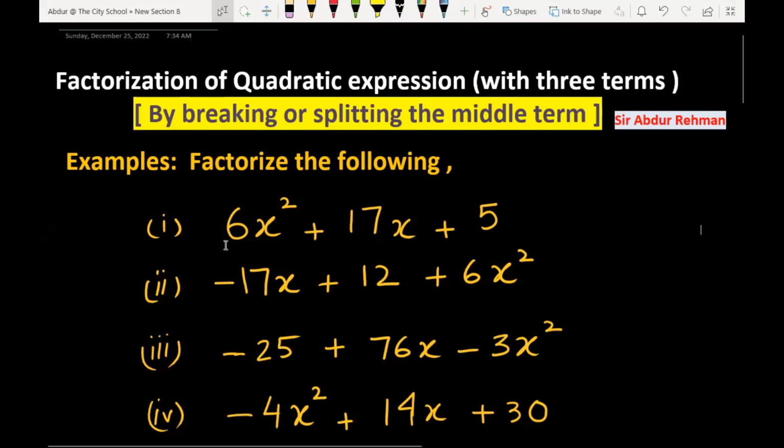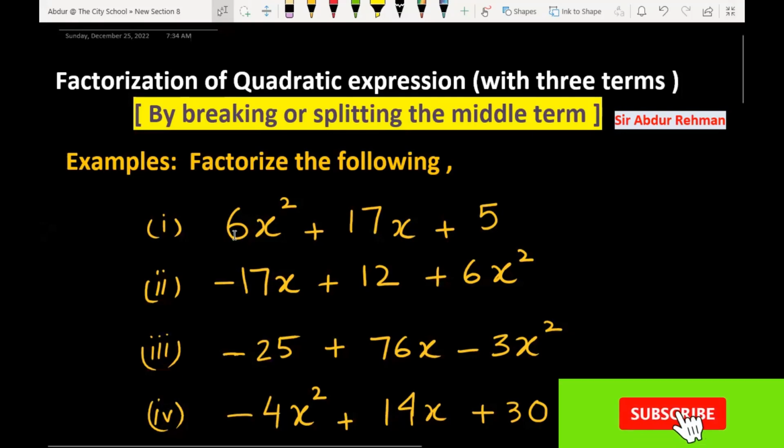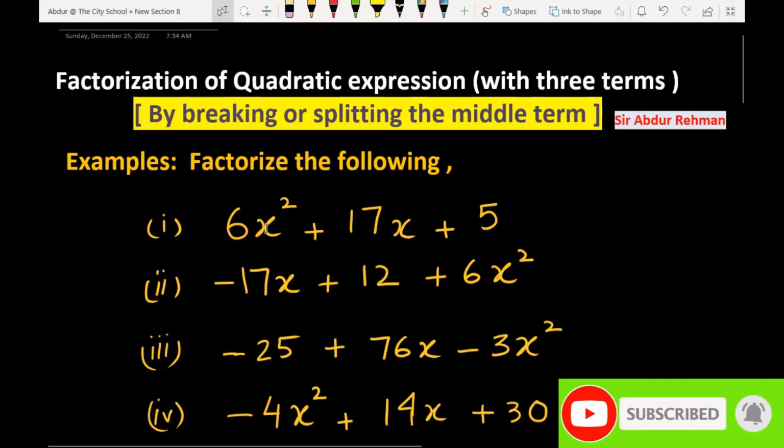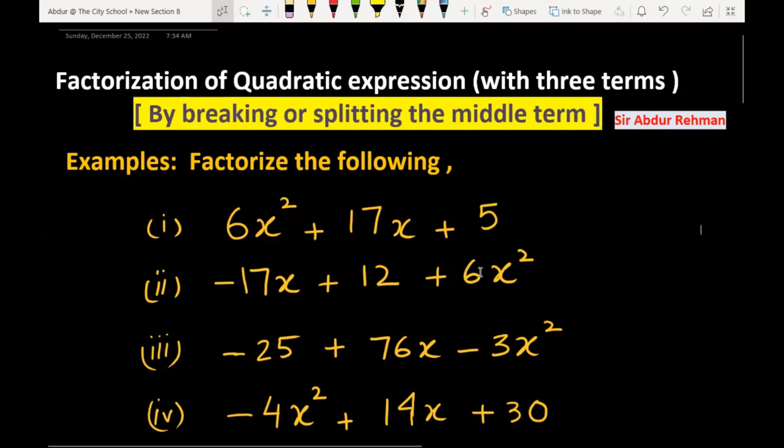In the following example, there are four examples we have to factorize here. The first term has the coefficient 6. In the second part, the first term has the coefficient 6 also. In part 3, the first term has the coefficient of -3. And in part 4, the first term has the coefficient of -4. Now in this lesson, I will explain how to factorize these expressions or polynomials one by one.